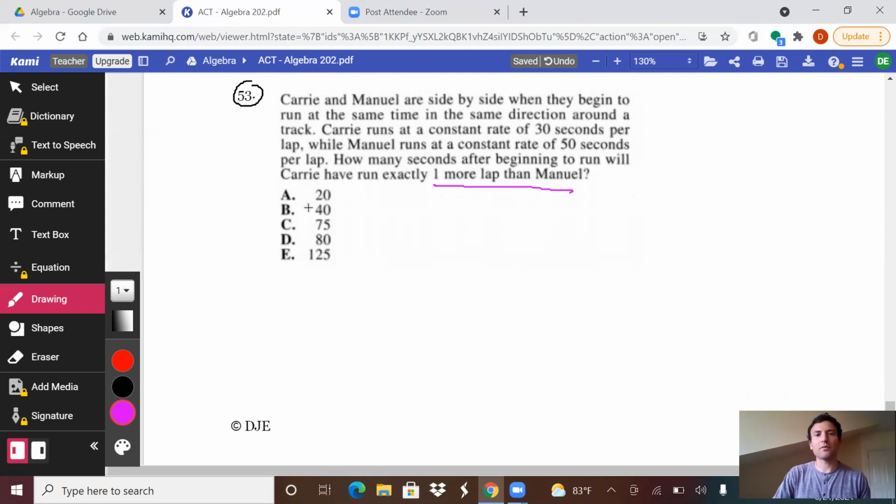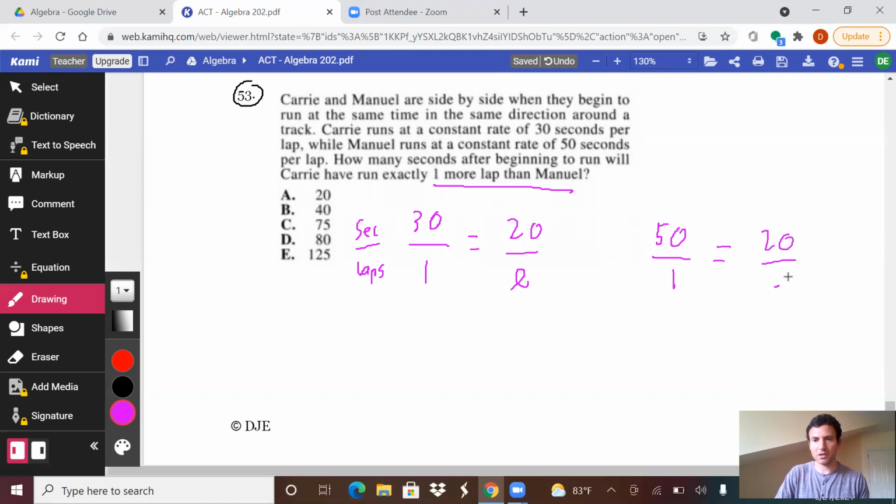What do I mean by that? Well, let me just show you what this looks like with A. So if we set up a ratio, Carrie takes 30 seconds to run one lap: seconds, laps. So if she runs for 20 seconds, we can figure out what L is. And for Manuel, it takes Manuel 50 seconds to run one lap. So if Manuel runs for 20 seconds, we can figure out how many laps he's run.